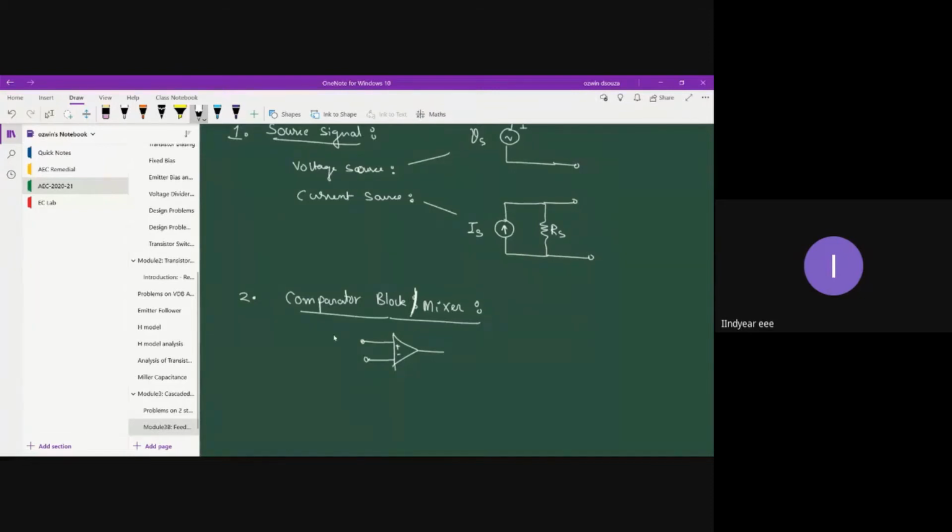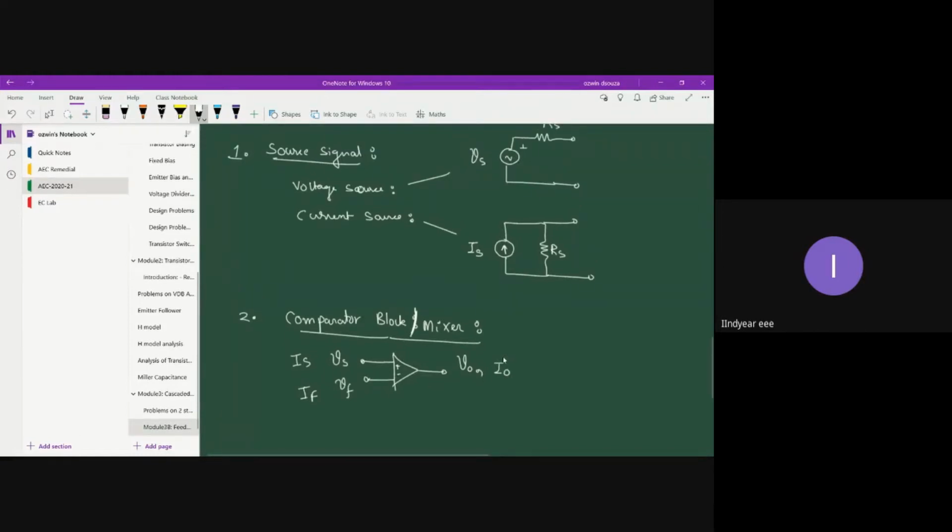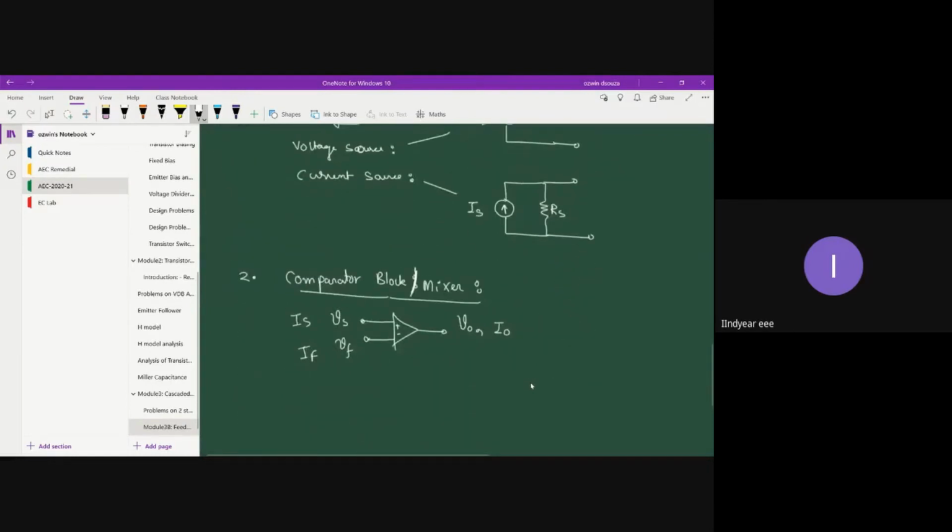What you can do is, the source signal can be given to, let's say, the non-inverting input, and the feedback signal can be given to the inverting input. The op-amp gives the output V0. It holds good for IS, IF, or I0 as well. You can even give current signals, provided you derive them using some circuit. So that's the meaning of the comparator block, meant for comparing signals. It compares the signals and gives an output.